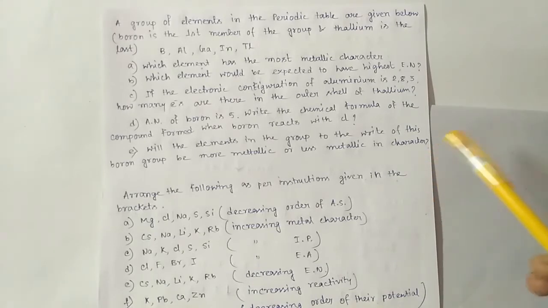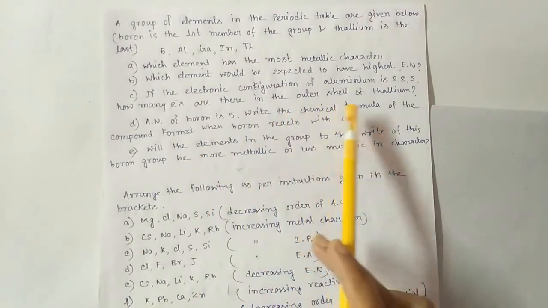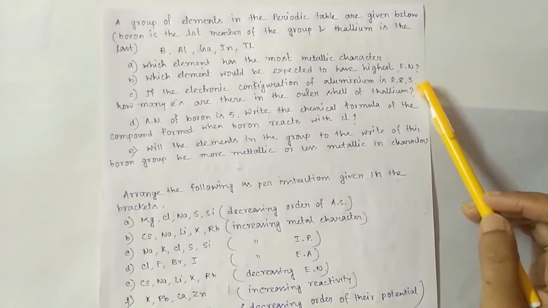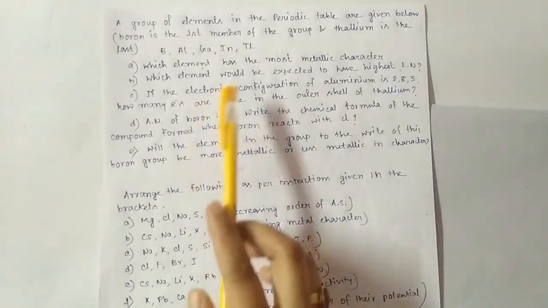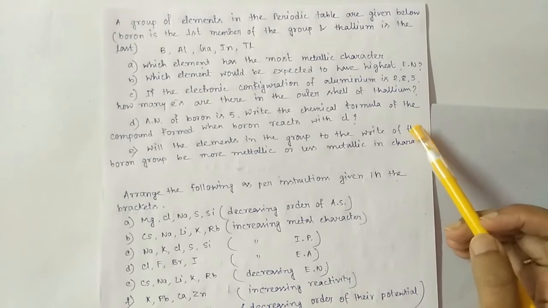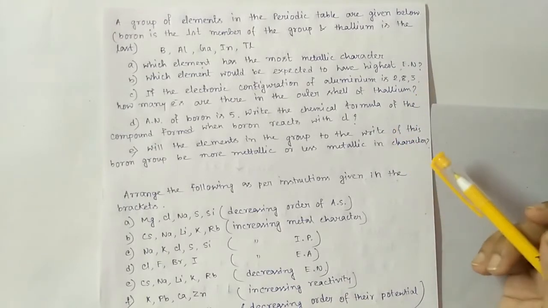if the electronic configuration of aluminium is 2, 8, 3, how many electrons are there in the outer shell of thallium? We have also discussed this part in my earlier video, that along a group, each element has the same number of electrons in its outermost shell. That means if aluminium has 3 electrons in its outermost shell, as thallium is also a member of the same group, it also has 3 electrons in its outermost shell.